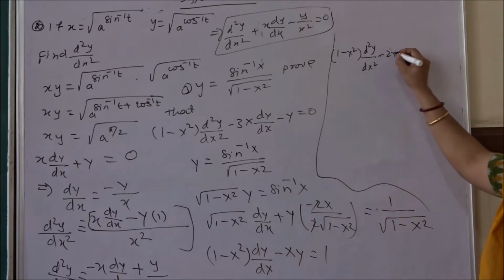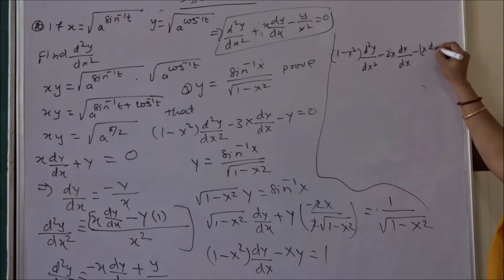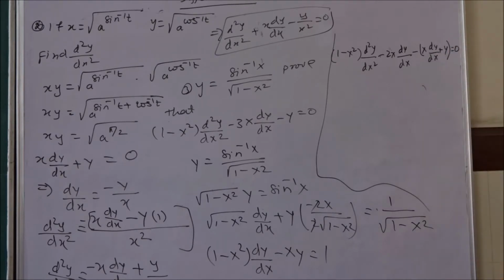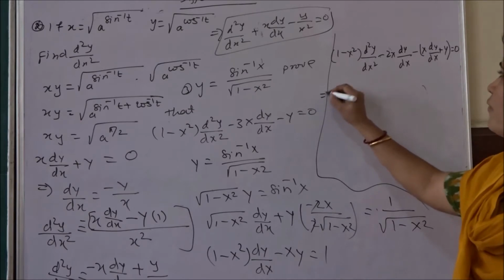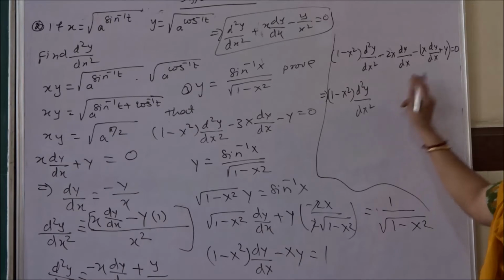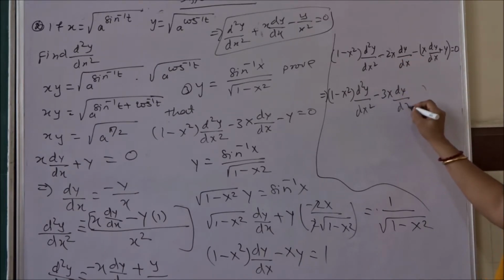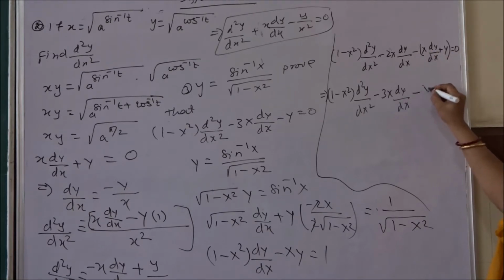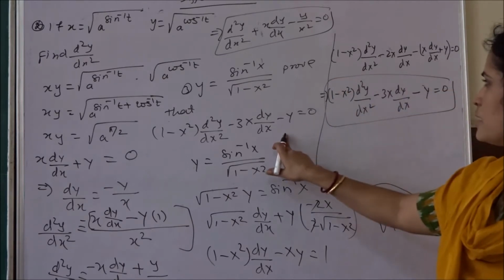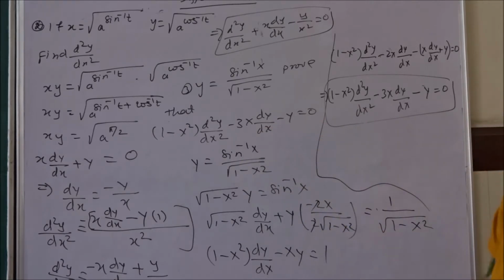This differentiation is minus 2x into dy by dx. Now again here, product rule: x constant, dy by dx, and then plus y constant, x differentiation 1, equal to... 1 differentiation is 0. Now if I open this, 1 minus x square into d square y by dx square, so this is 1 time, this is 2 times, so minus 3x into dy by dx, and then minus y equal to 0. So I hope this is your result. Am I correct? So automatically you will get the result.